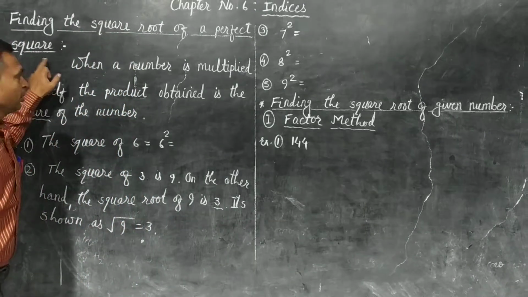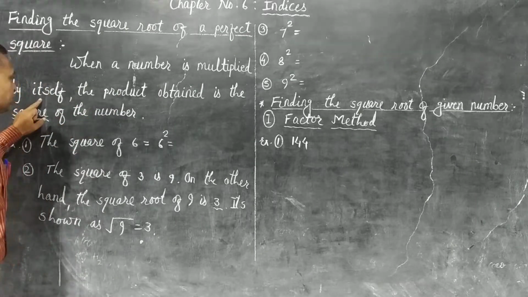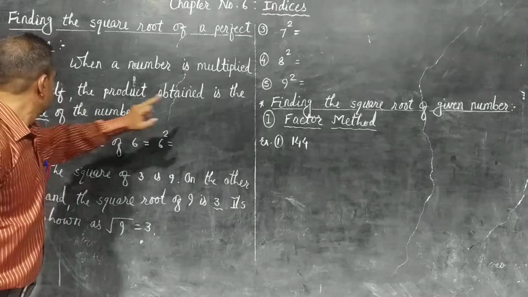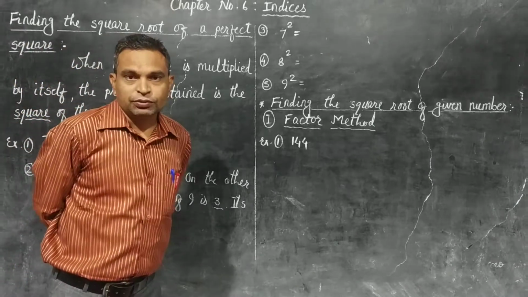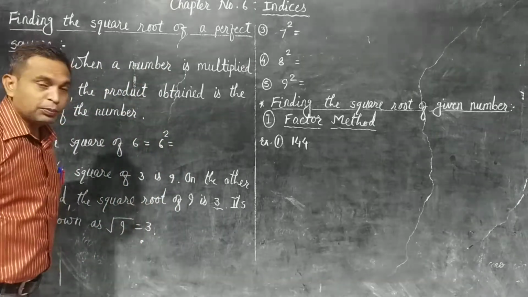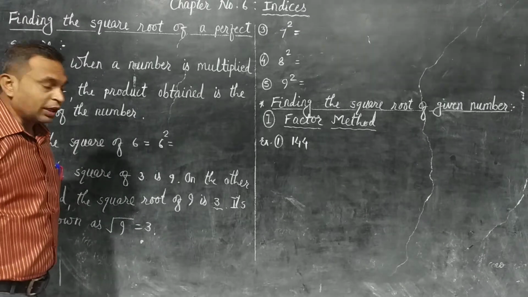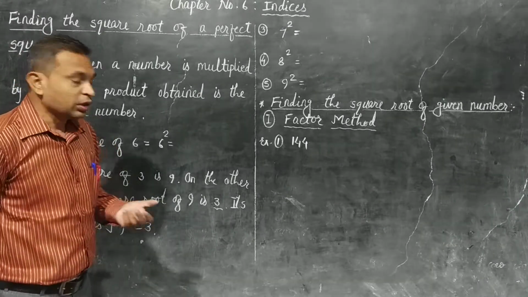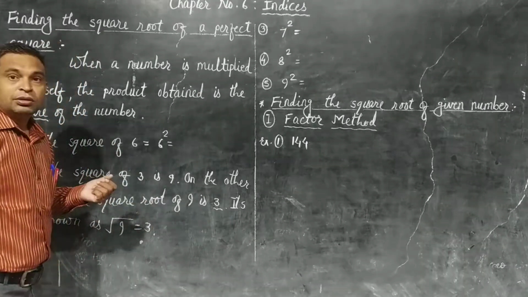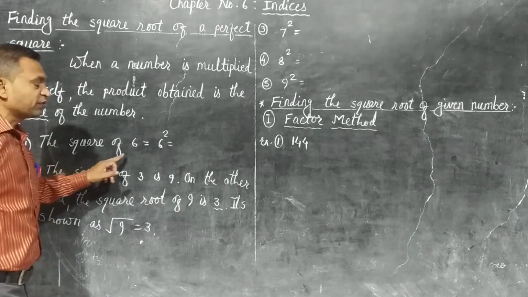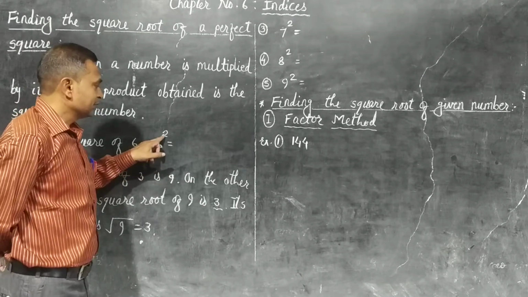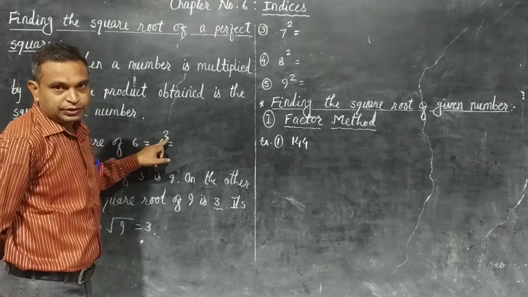What is a square? When a number is multiplied by itself, the product obtained is the square of the number. When any number is given, that number multiplied by itself, then that product is called its square. First example, the square of 6 means 6 in index 2.